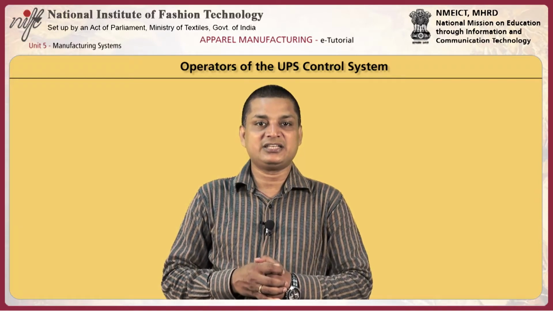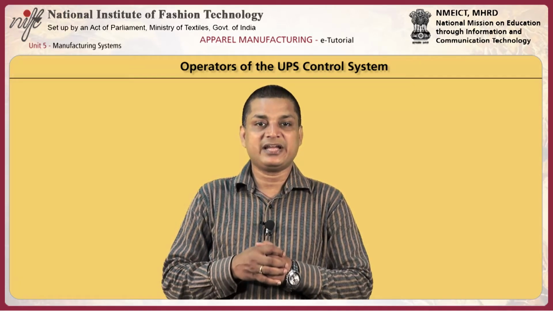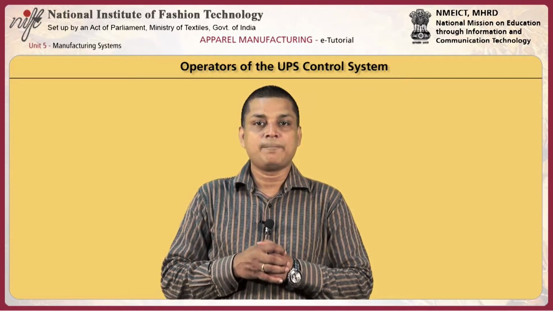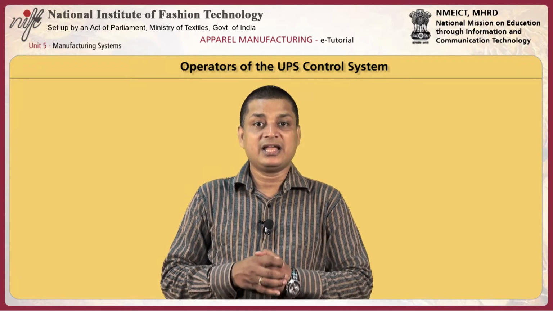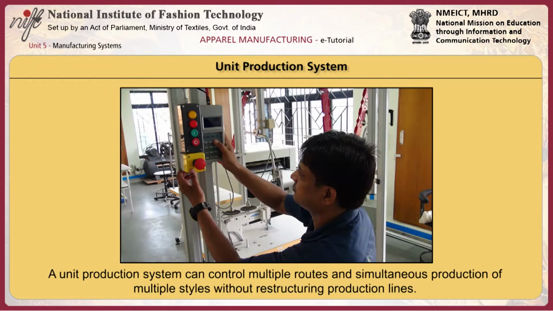The terminals at each station enable the central control center to track each unit at any given moment and provide management with data to make immediate decisions on routing and scheduling. Operators of the UPS control center can determine sequences of orders and colors to keep operators supplied with work and to minimize change in equipment, operations and thread colors. A unit production system can control multiple routes and simultaneous production of multiple styles without restructuring production lines. The control center may perform routing and automatic balancing of workflow, which reduces bottlenecks and work stoppage.